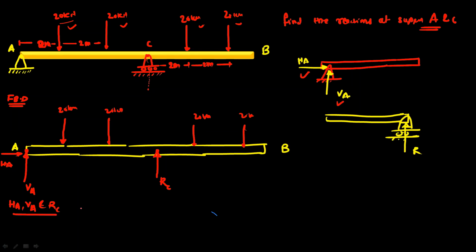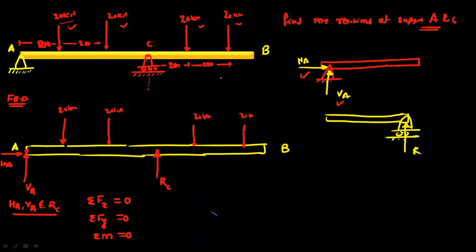So in order to find out these three reactions, we will use three conditions of equilibrium. The first condition will be summation Fx equal to 0. Second condition will be summation Fy is equal to 0. And next condition is summation of moment equal to 0. So by using these three conditions of equilibrium, we can find out the unknown values HA, VA and reaction RC.